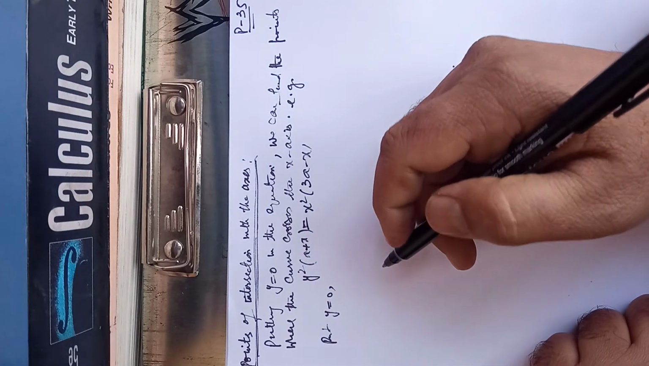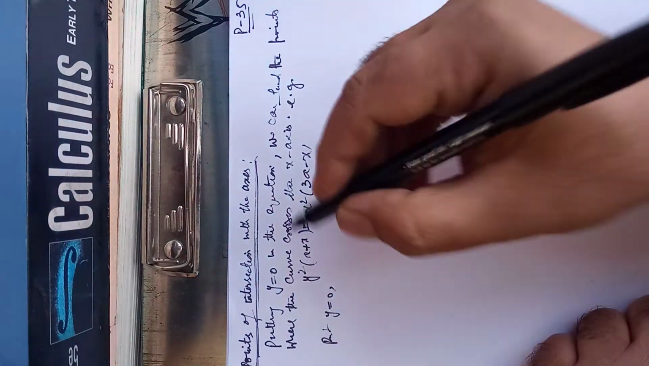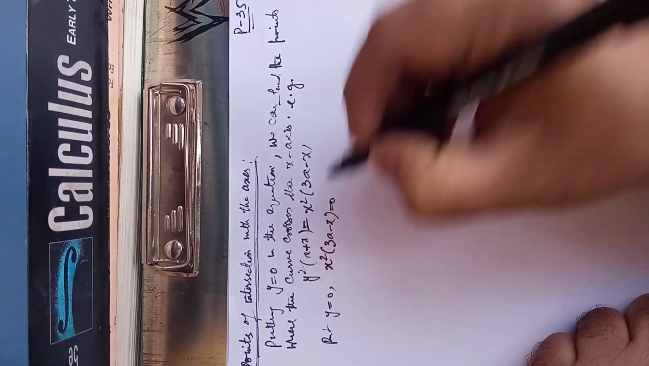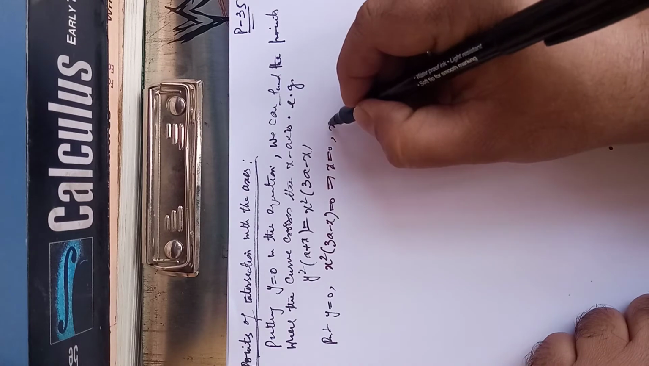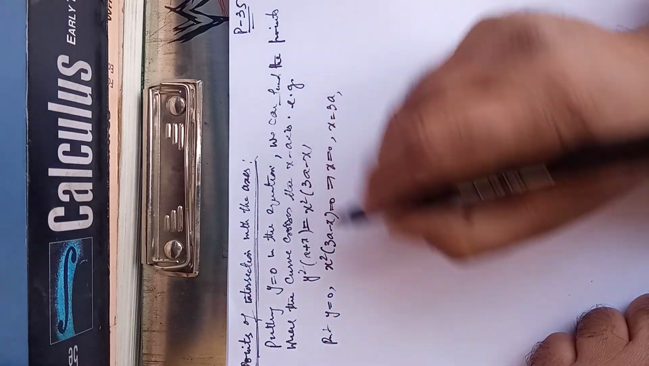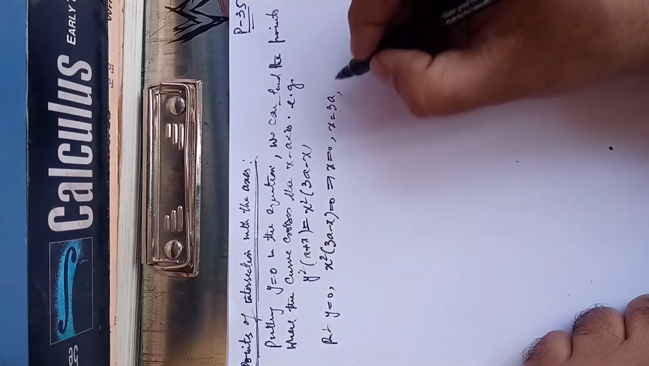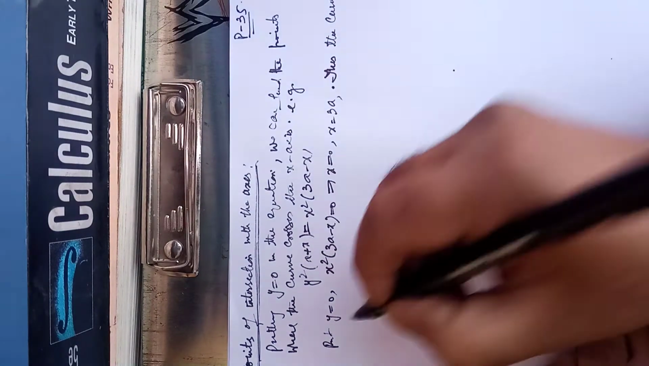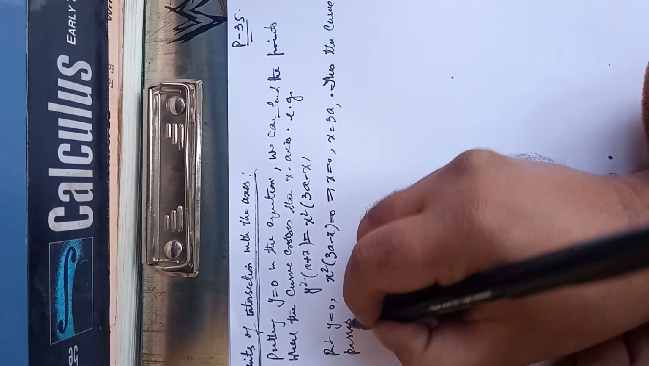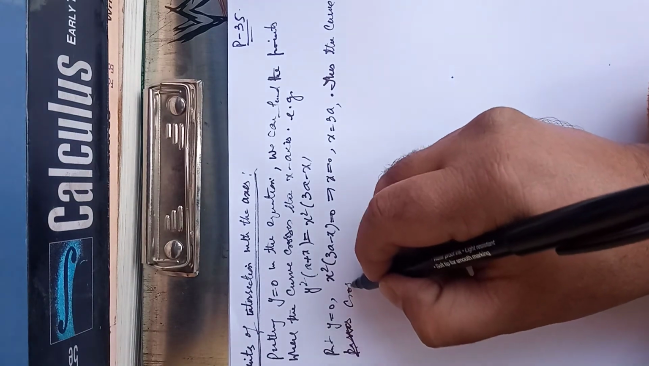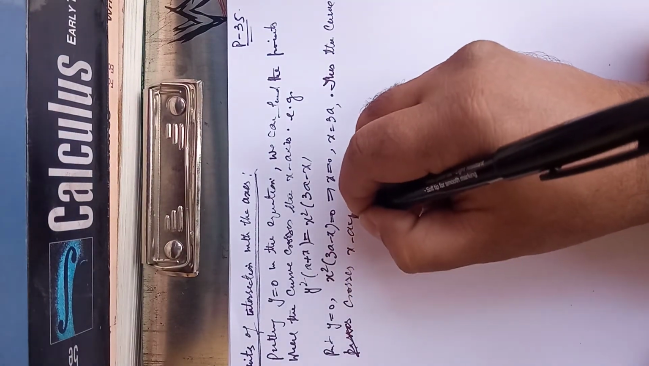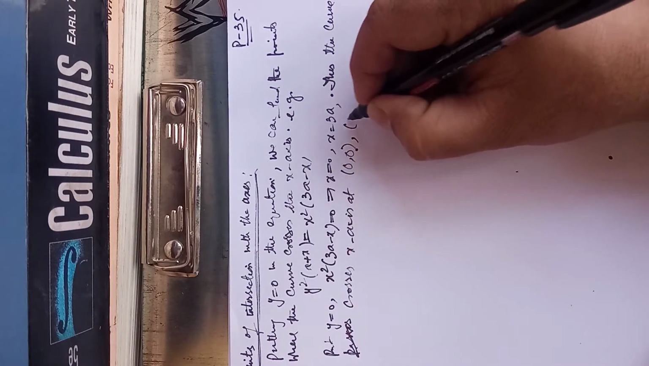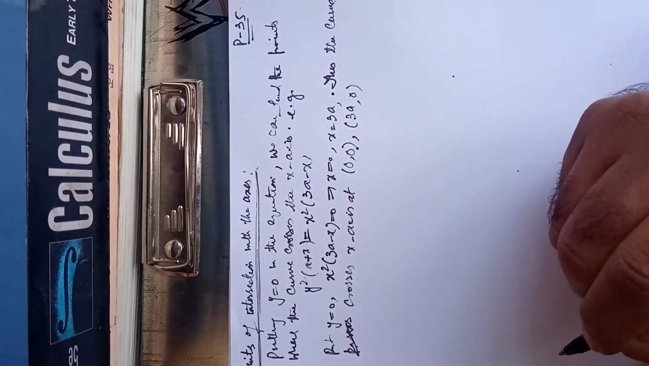Let me show this. Putting y equal to 0, we get x square (3a minus x) equal to 0, which gives x equal to 0 and x equal to 3a. Y is 0, x is 0 and x is 3a. So the curve passes or crosses the x-axis at (0, 0) and (3a, 0). So these are the points where it crosses.